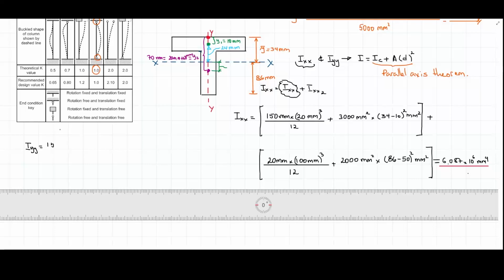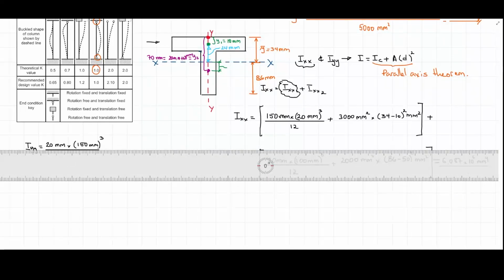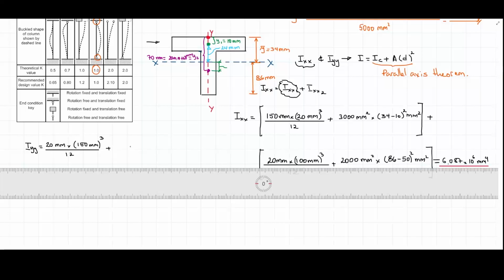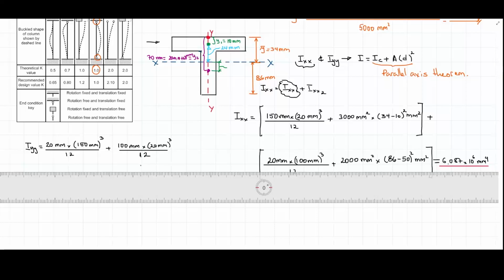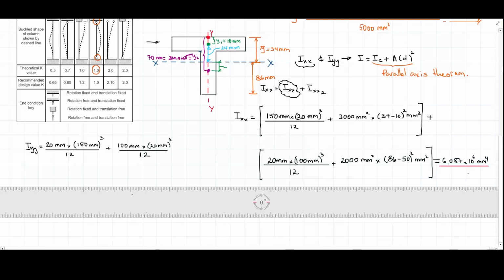Now it's different, because the base is going to be looked at from this side here. So it's the base times the height, and the height is 150 millimeters, to the power of 3, divided by 12, plus the base of the second section, which is 100 millimeters, times the height to the power of 3, divided by 12. Great. Let's calculate that. I'm going to put an equal sign here.